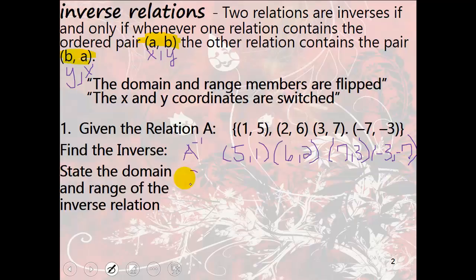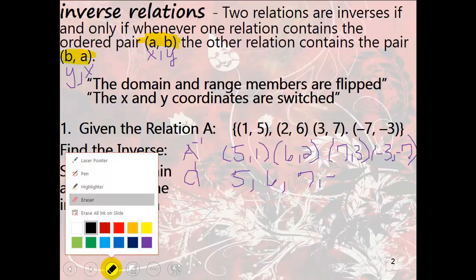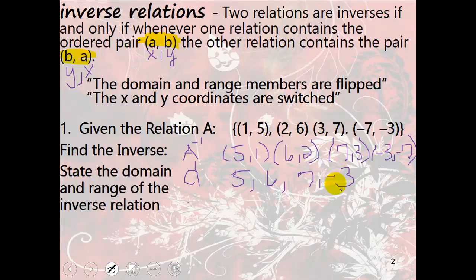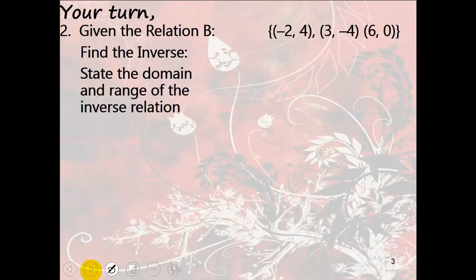The domain, whenever we have ordered pairs, is just every single x value. It's different when we have an equation, but for ordered pairs, it's going to be 5, 6, 7, -3. The range is going to be all the y values: 1, 2, 3, -7. So why don't you try this one on your video question and come back and see if you got it.